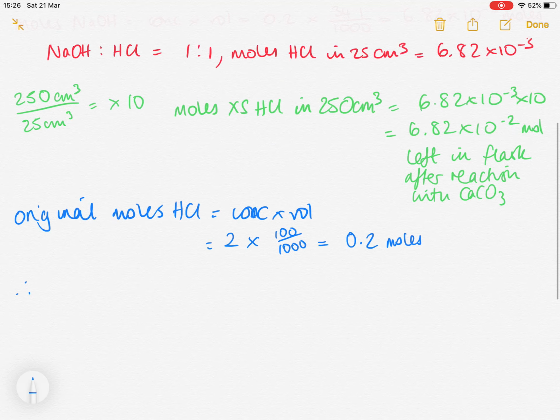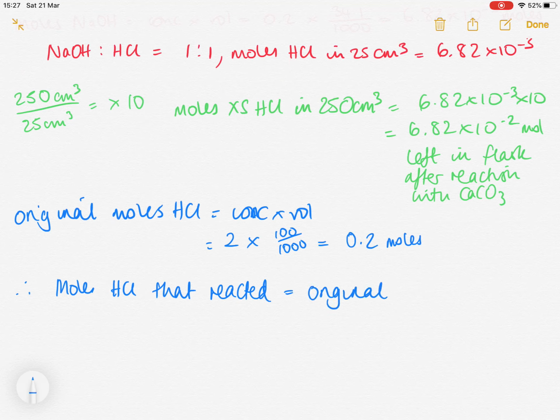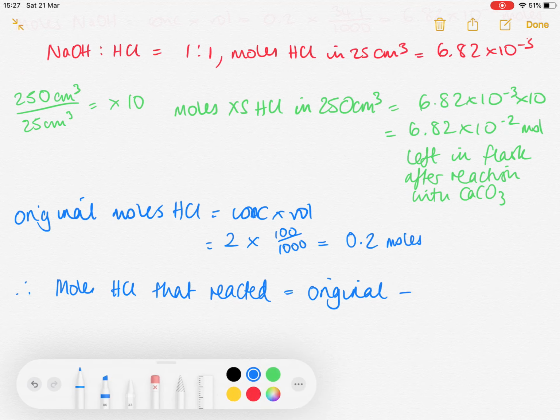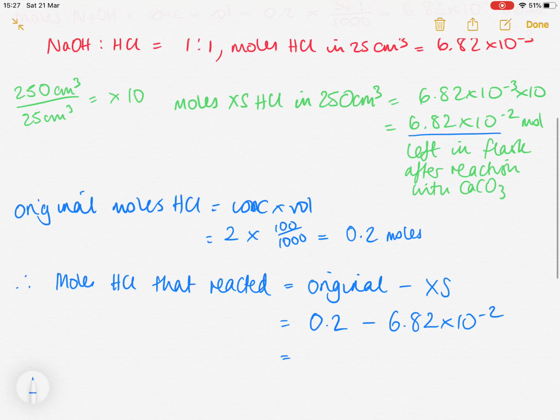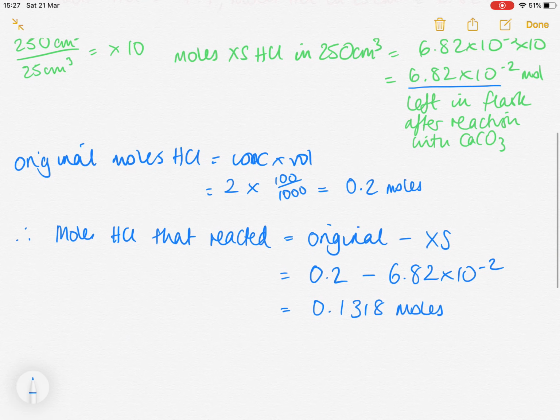We can then work out the moles of HCl that actually reacted. And that is going to be the original moles minus the excess moles. I was going to make that green, but never mind. So 0.2 minus the 6.82 times 10 to the minus 2 moles that we worked out before, and that comes out to be 0.1318 moles. And that is how much actually reacted with the calcium carbonate at the start.